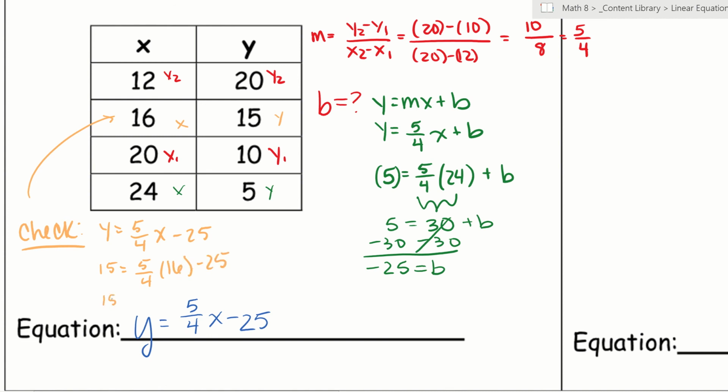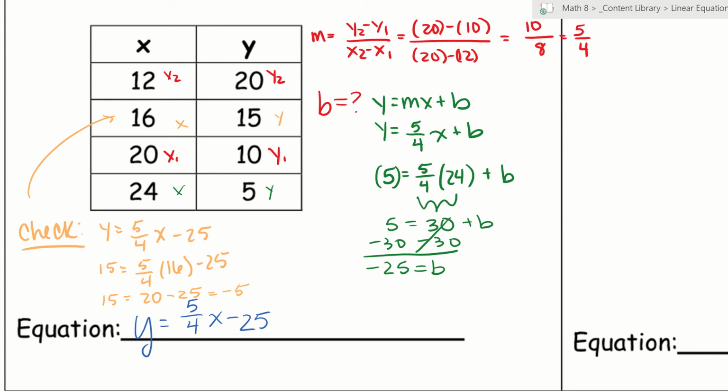Well, let's see. 5/4 times 16 is 16 divided by 4 is 4. I'm going to get 20 minus 25. There we go. And 20 minus 25 is -5. So did I do this problem correctly? Well, let's go back. I'm not getting it to be equal.